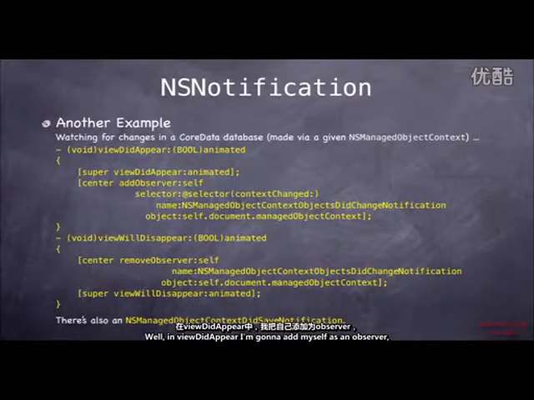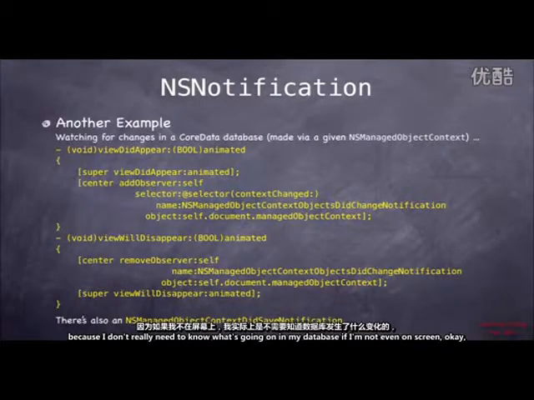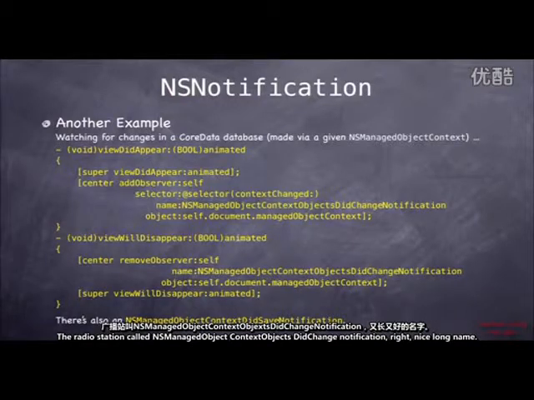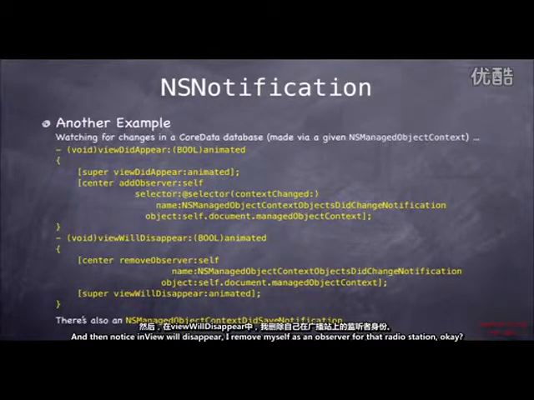Well, in viewDidAppear, I'm going to add myself as an observer, because I don't really need to know what's going on in my database if I'm not even on screen, whatever I'm displaying from that database. So I put it in viewDidAppear here. And I just say self, selector is contextChanged in this case. The radio station called NSManagedObjectContextObjectsDidChangeNotification, right? Nice long name. And then notice in viewWillDisappear, I remove myself as an observer for that radio station.